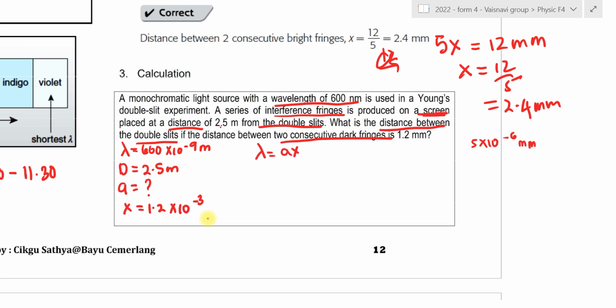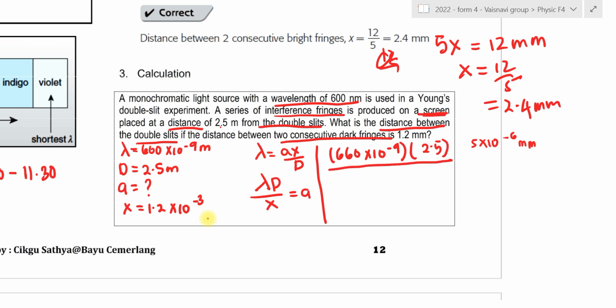Lambda is equal to AX over D. Tapi sekarang dia tanya apa? A kan? Jadi susun balik equation. Lambda D over X is equal to A. Okay. Sekarang kita ganti. Lambda is 660 times 10 to the power of negative 9. You multiply with D, which is 2.5 meter. Kalau semua dalam meter, senanglah untuk kita kira. Jawapan pun dalam meter. Okay, yang ni 1.2 times 10 to the power of negative 3.